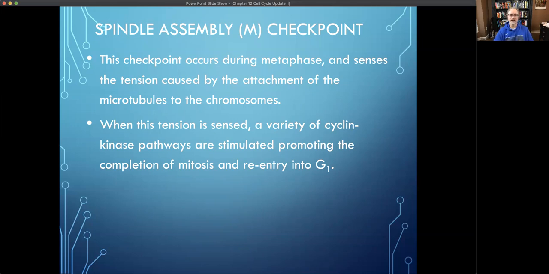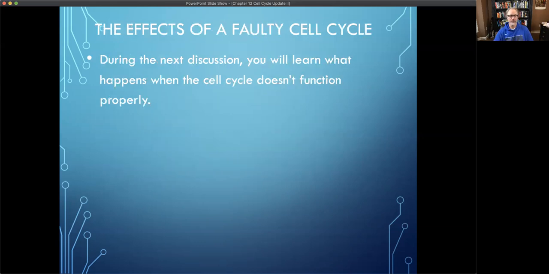So what this checkpoint does is it is going to sense some tension from the mitotic spindle pulling on those chromosomes that are held together along their lengths by those cohesin proteins. And eventually, as those cohesin proteins are breaking down and the chromosomes start to be pulled apart, once they get pulled apart, now the events of G1 can start taking over as that cell re-enters into interphase there.